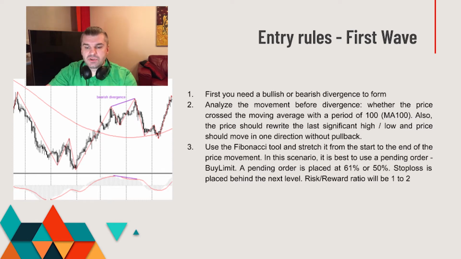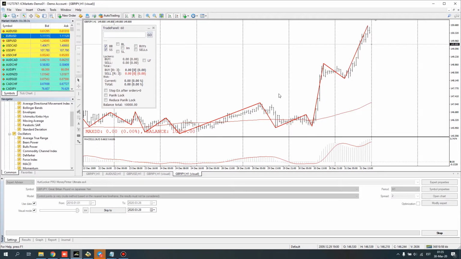In this scenario, it is best to use a pending order, a limit order. A pending order is placed at the Fibonacci 61 or 50% level, and the stop loss will be placed behind the next level. So if you put the order at 50% Fibonacci, the stop loss goes behind 61%, of course with a few additional points for this stop loss. So let's take a look at the chart, and I'm going to show you how to determine divergence in a flat situation, before or after the first wave.